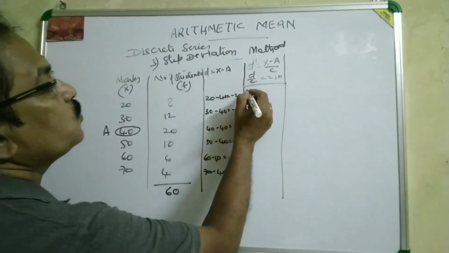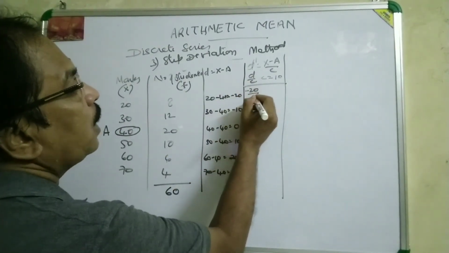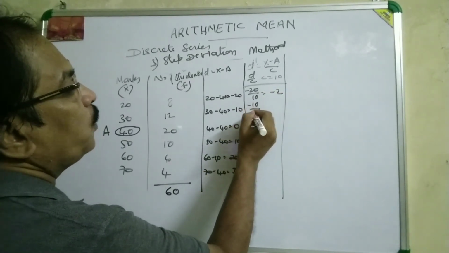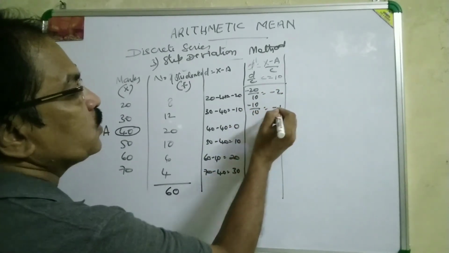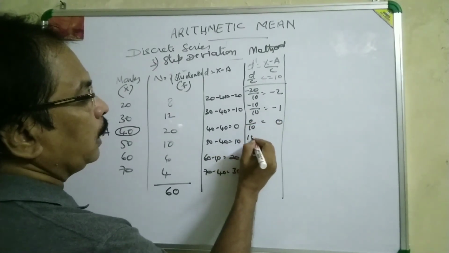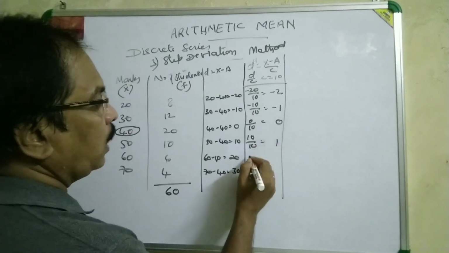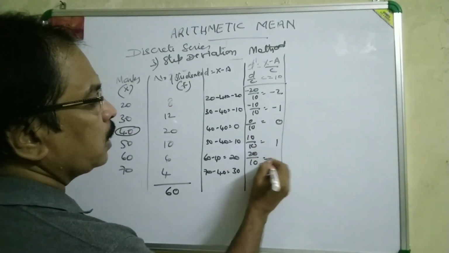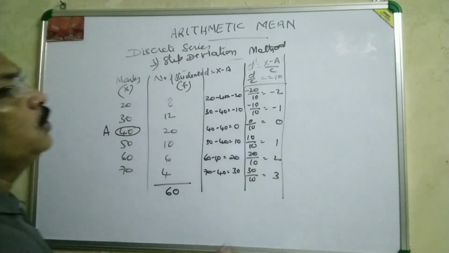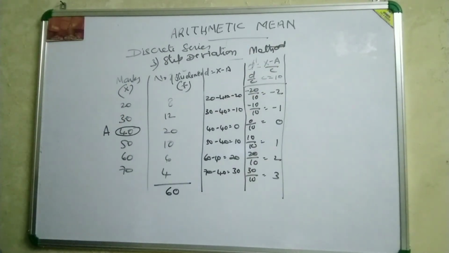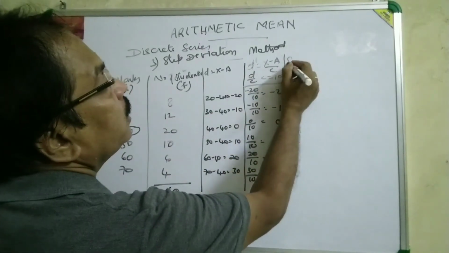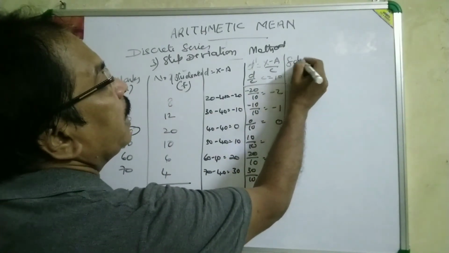So d upon c: minus 20 upon 10, I will get minus 2. Minus 10 upon 10, minus 1. 0 upon 10, 0. 10 upon 10, 1. 20 upon 10, 2. 30 upon 10, I will get 3. So I got d dash. Once I get d dash, what I have to do? I will multiply with f. So I will find f d dash.